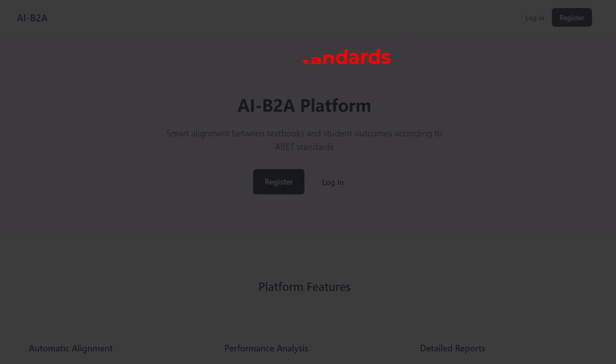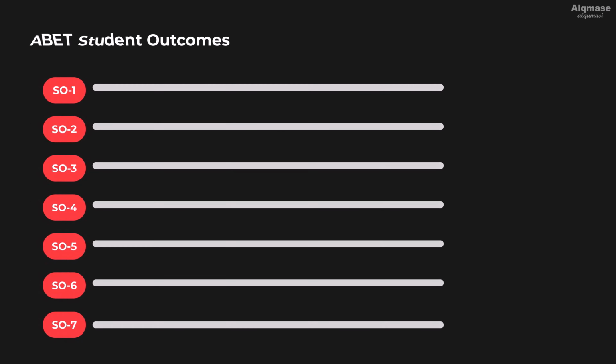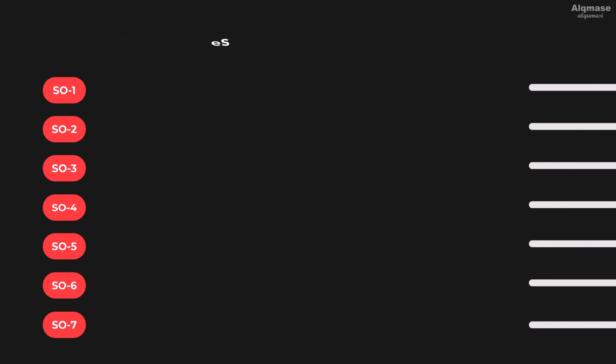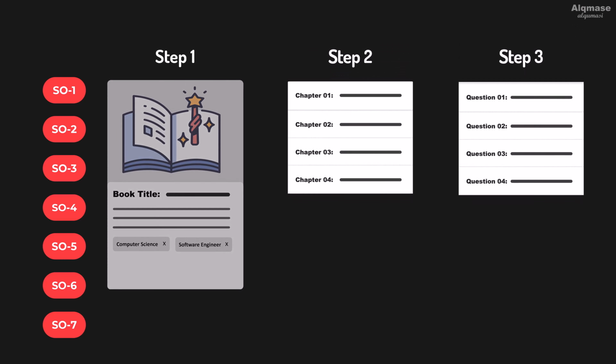Let's take a look. ABET standards define 7 general student outcomes that students are expected to achieve during their academic journey. Our platform follows a book-wise assessment approach, and the process works in 3 intelligent steps.